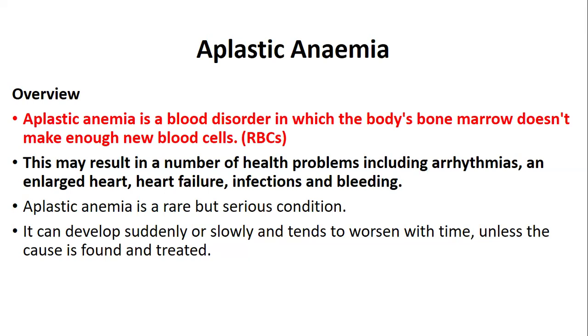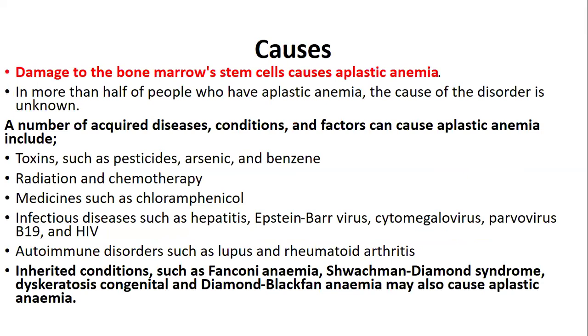In this type of anemia known as aplastic anemia, it is a blood disorder in which the body's bone marrow doesn't make enough new blood cells. So we are well aware that the bone marrow has the stem cells that make these cells. So if it is not making enough, it will give rise to this condition known as aplastic anemia, which is due to damage to the bone marrow stem cells.